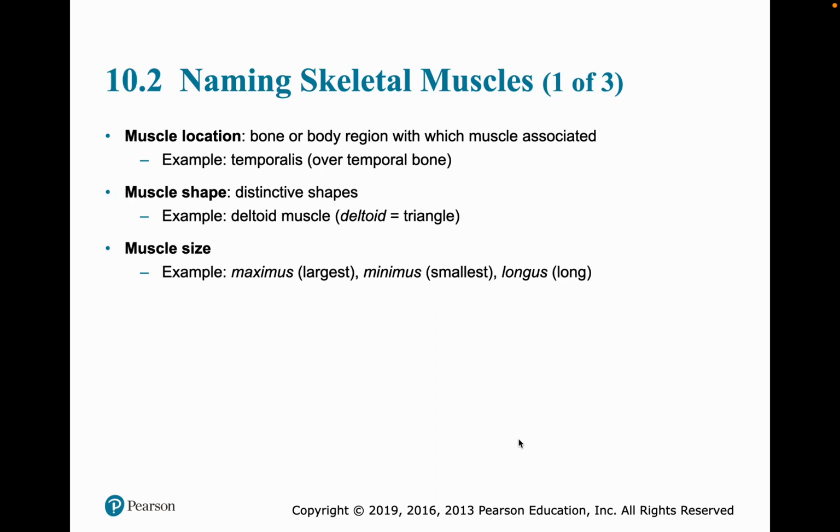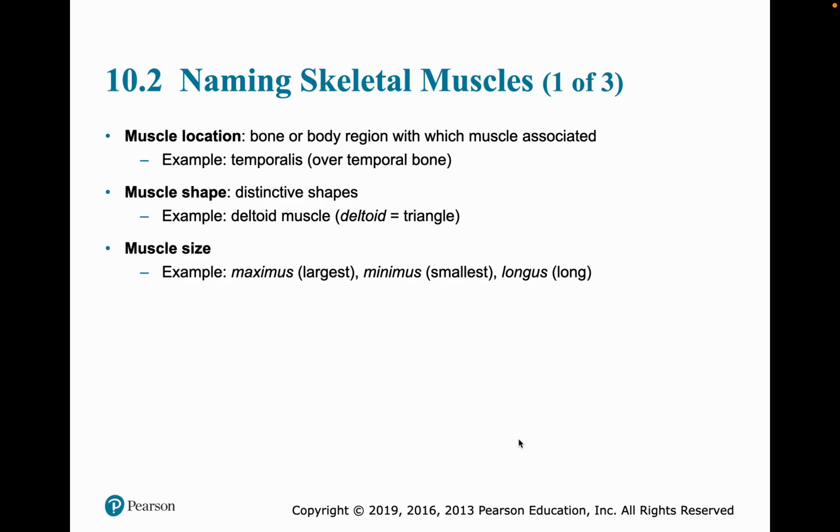How do we name muscles? Muscles are named based on their location, the bone or body region with which the muscle is associated. For example, the temporalis muscle is over the temporal bone. So these conventions for naming muscles are very important. We run into the same things we ran into before. They are very descriptive, very specific, and they do give you a lot of information, but they're in a language we're not used to using. So once you learn what these terms mean, when you hear deltoid muscle, you'll know a great deal about that muscle.